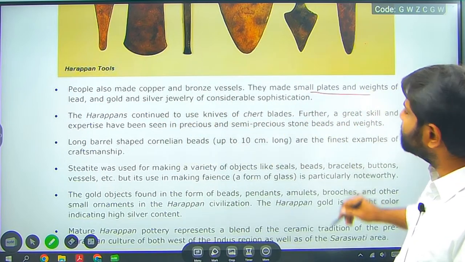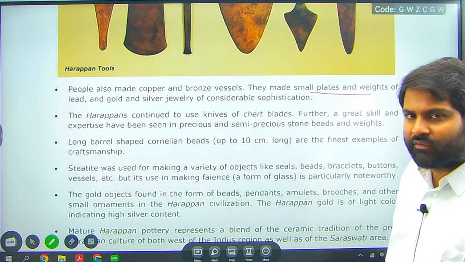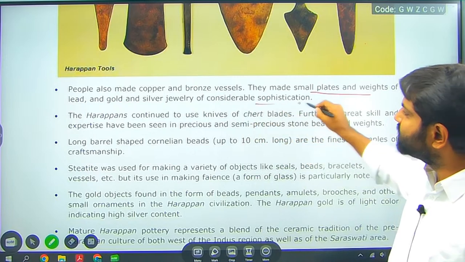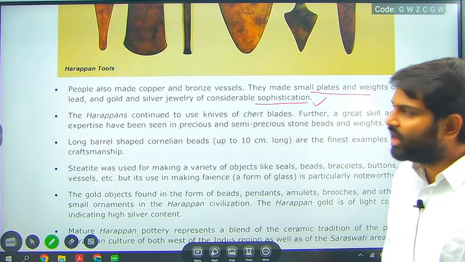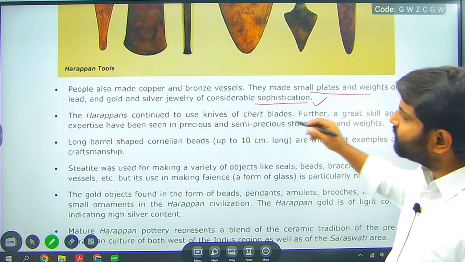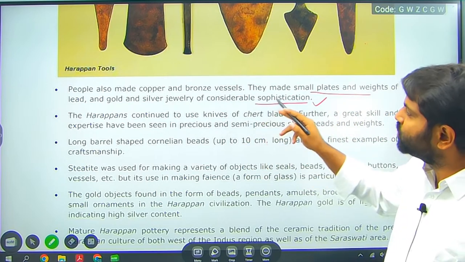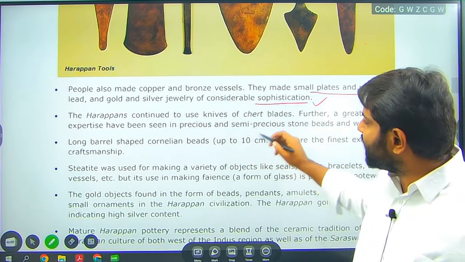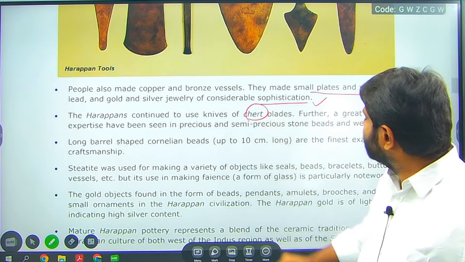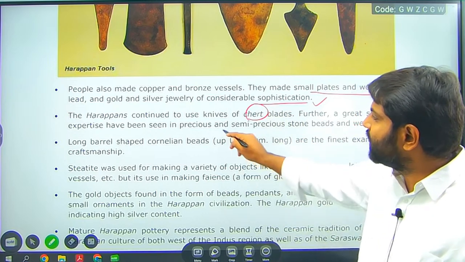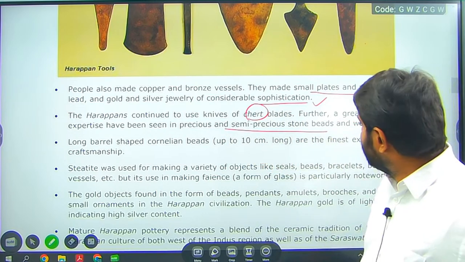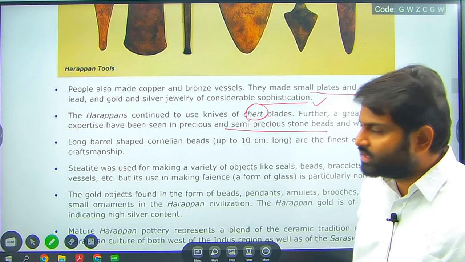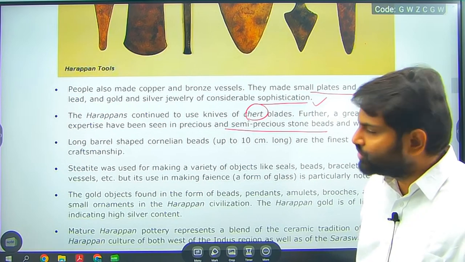They made small plates, weights, right? Weights and a measurement system are also there. And gold and silver jewelry is considered a sign of sophistication. So weights of lead, and gold, silver jewelry are considered as sophistication. Harappans continued to use knives, sharp blades. Further, a great skill and expertise has been seen in precious and semi-precious beads and weights, right? A system of measurements is there clearly. You can see the engineering.